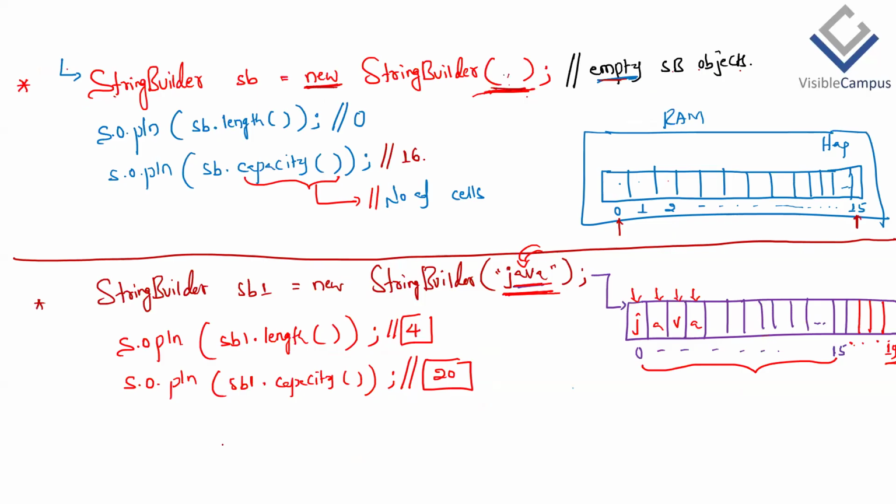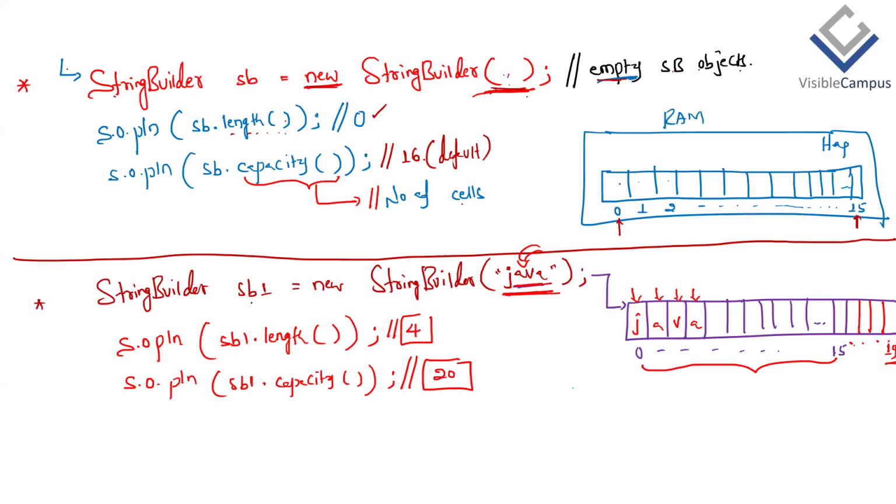On strings we have a predefined method called length to get the number of characters of a string value. Similarly, string builder also has a length method, which gives the number of characters of a string builder object. Since it is empty, the length will be 0. And string builder also has the capacity method, which is the number of total cells, not empty cells. By default, 16 is the default.